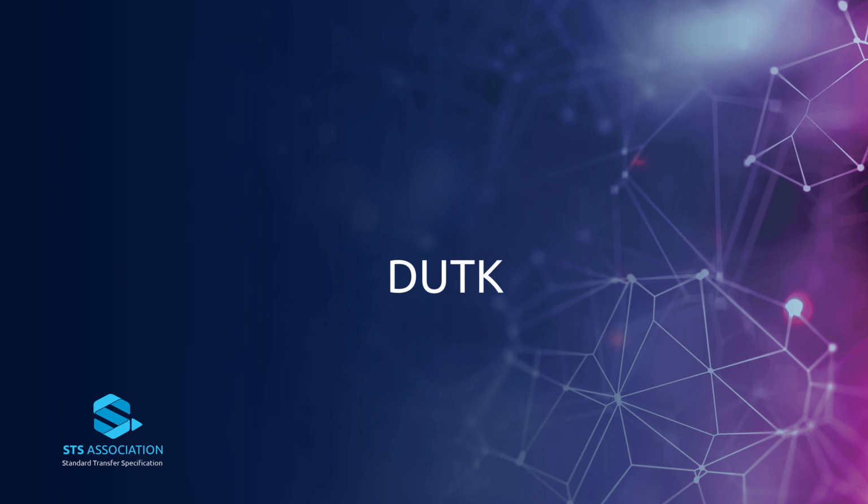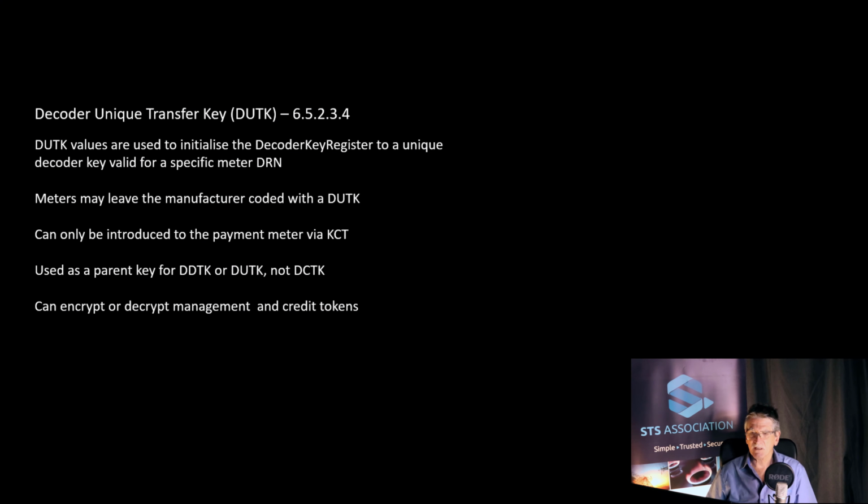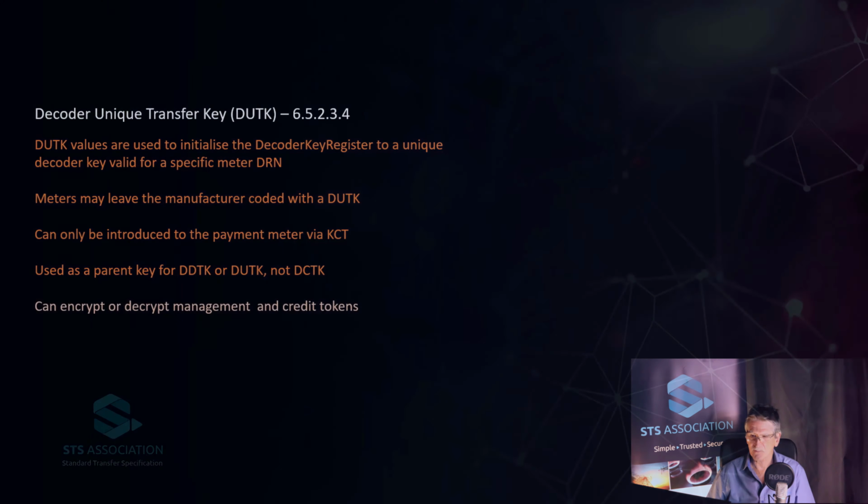Then you have the unique key, the DUTK, 6.5.2.3.4 is the clause. DUTK values are used to initialize the decoder key register to a unique decoder key valid for a specific meter decoder reference number. Meters may leave the manufacturer coded with a DUTK. They can only be introduced into the payment meter via key change token set, and they're used as a parent key for DUTK or DDTK, not DCTK. So you cannot go from a DUTK to a DCTK. Can encrypt or decrypt management and credit tokens.